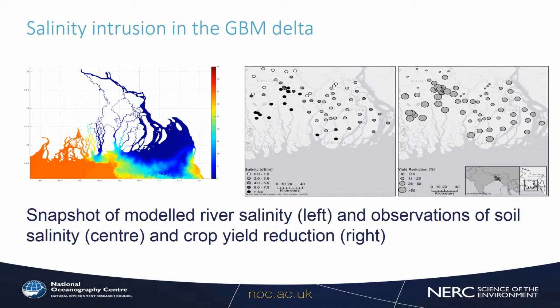The delta model was used to project future salinity, and that salinity in turn was used to drive an agriculture model. Increased salinity in the river has an effect on the cropping as they use the river water together with groundwater to irrigate rice crops. In the future, increased salinity, particularly in the southwest of Bangladesh, is projected to decrease the yield of the rice that they grow every day.